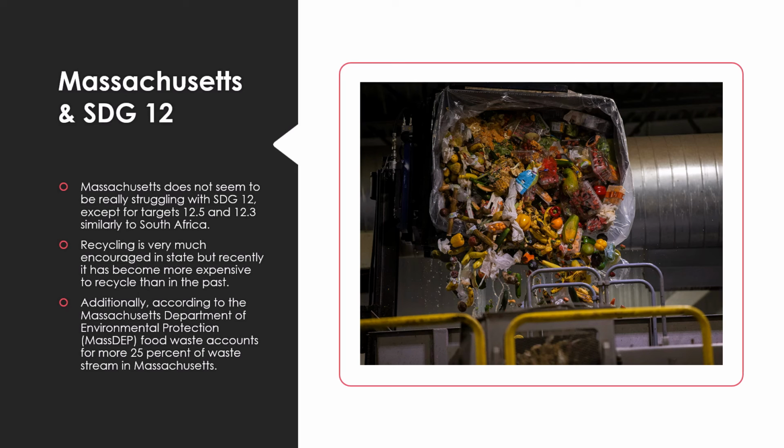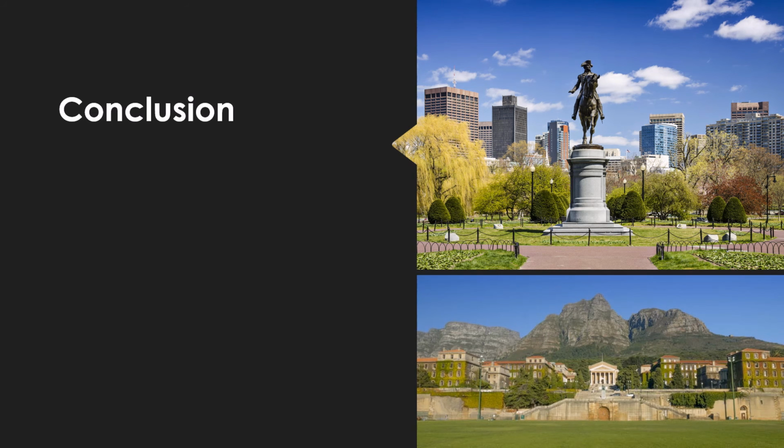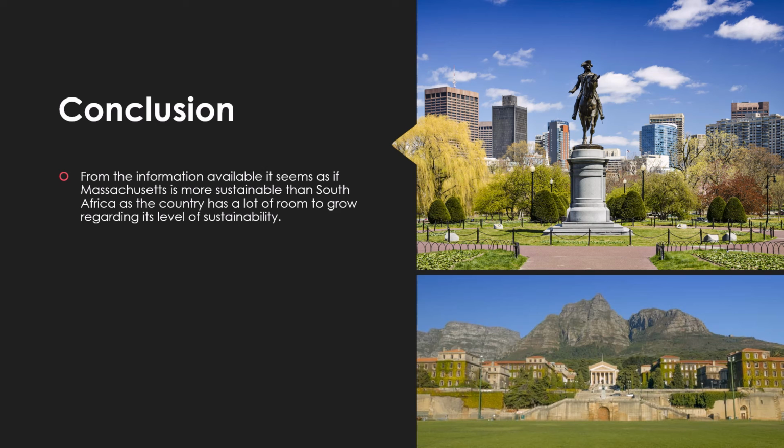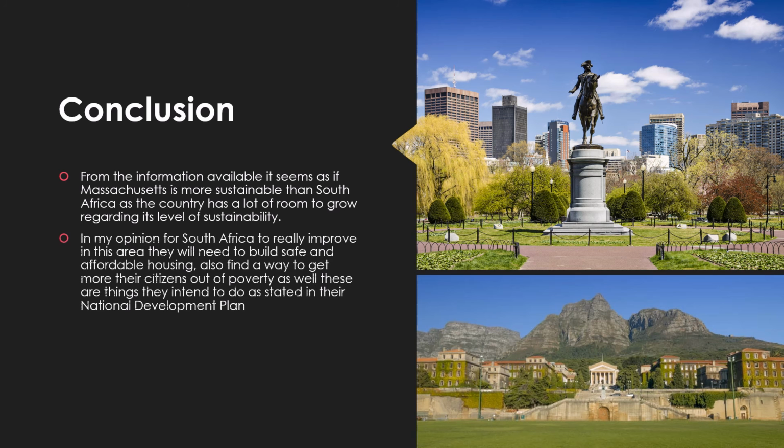I'm curious to know what it'd be right now. But just in general, the state's landfills are near capacity, so there's some work to be done in that respect. But in general, they don't necessarily have a huge problem with this. And to conclude, from the information, it seems that Massachusetts is more sustainable than South Africa. South Africa has a lot of room to grow, but Massachusetts can get better as well.